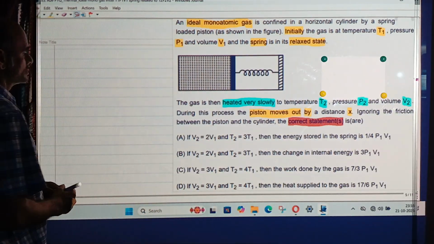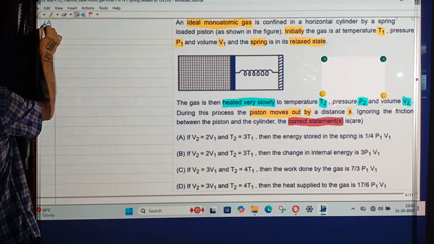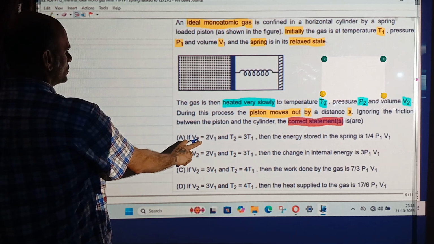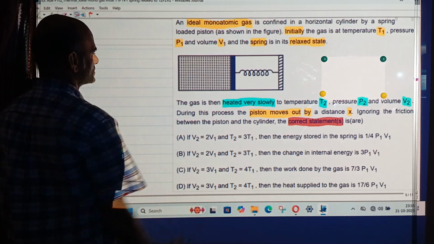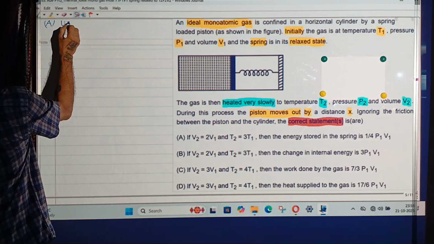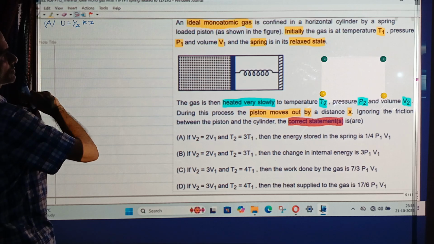It's multiple choice, so you have to check all the options. Option A: volume ratio is 2, volume has increased twice, and temperature ratio is 3. I have to find the energy stored in the spring. Energy stored in the spring is half K x square.